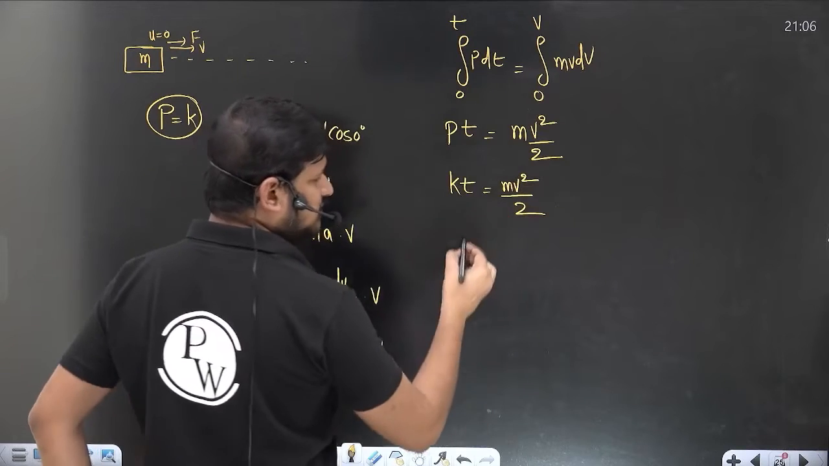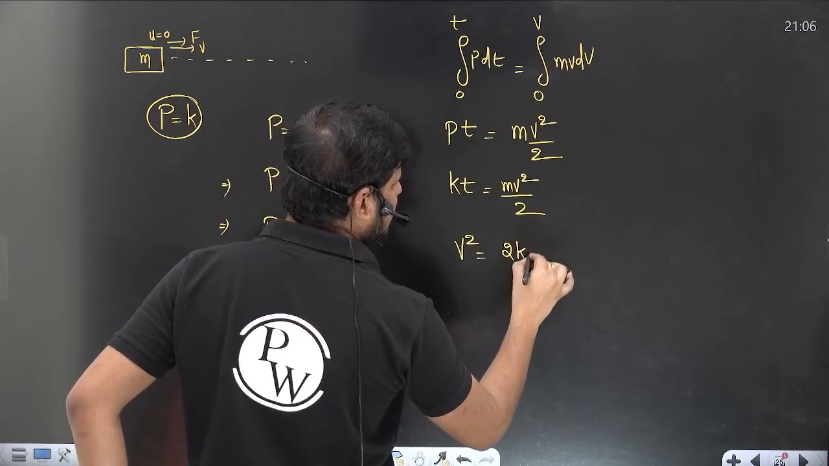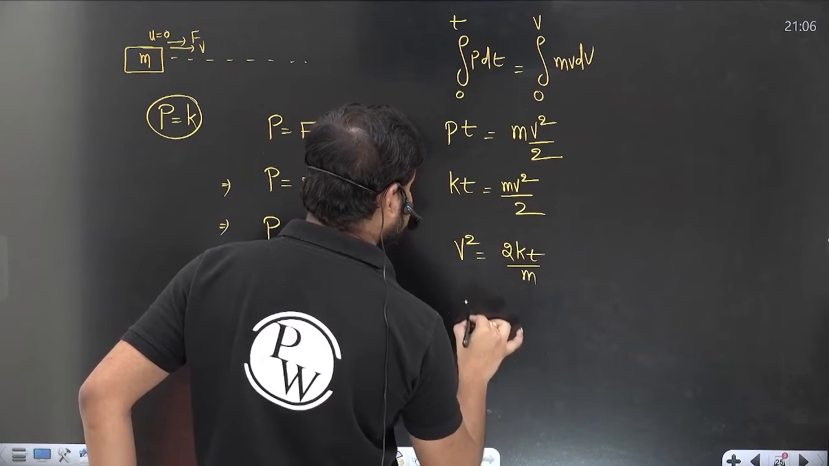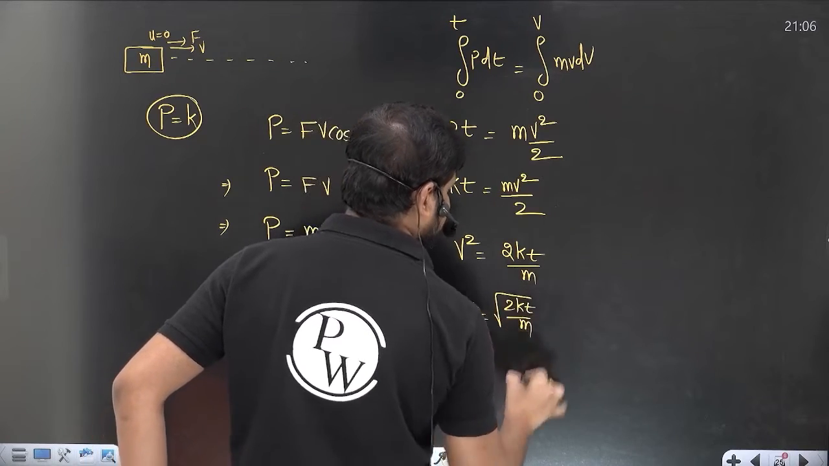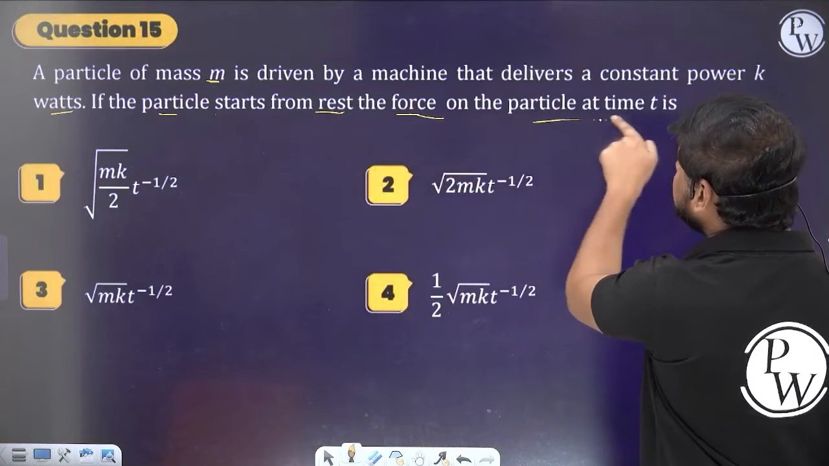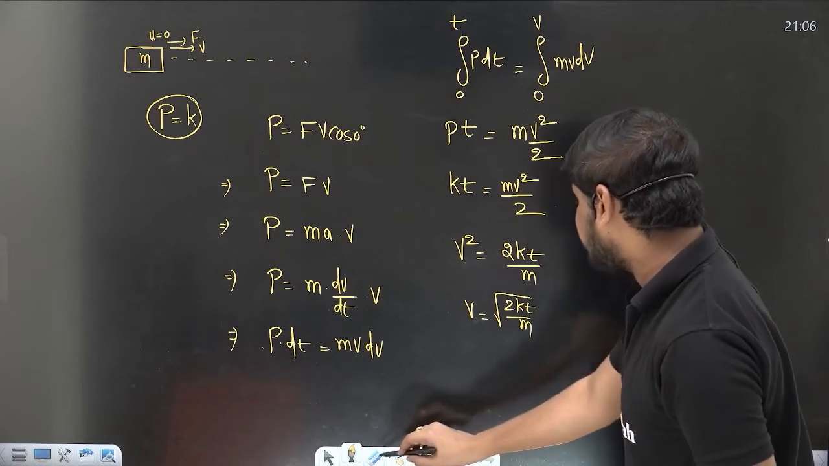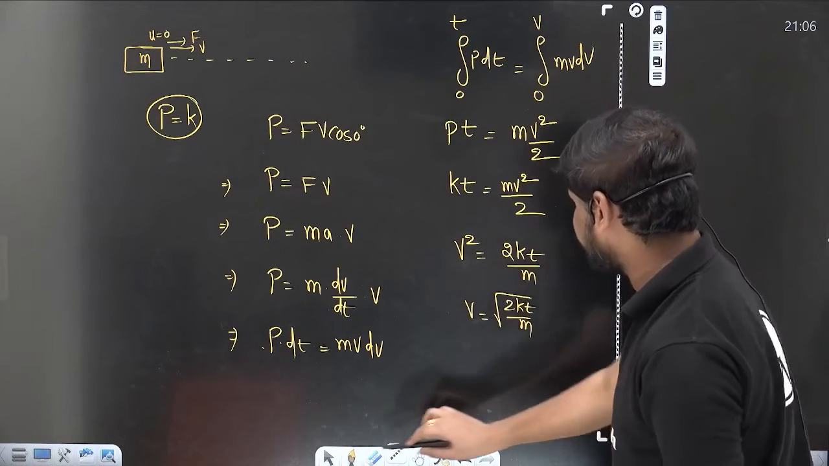From here, let me calculate what is v square. So 2 k t by m, right? v is equal to root over 2 k t by m. So this is fine. Now check the options. We need what is the force on the particle. So just concentrate here, guys. We need the force.